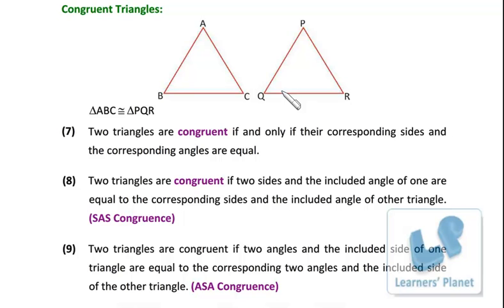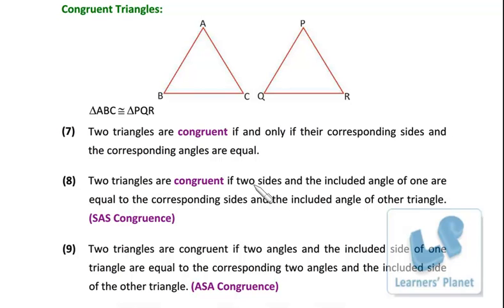In case of similar triangles, the angles are equal and sides are in proportion. In case of congruent triangles, the angles are equal, and the sides are not only in proportion but the sides are equal. So that is the basic difference between congruent triangles and similar triangles. So do not get confused between the two. Okay, and the next is ASA.